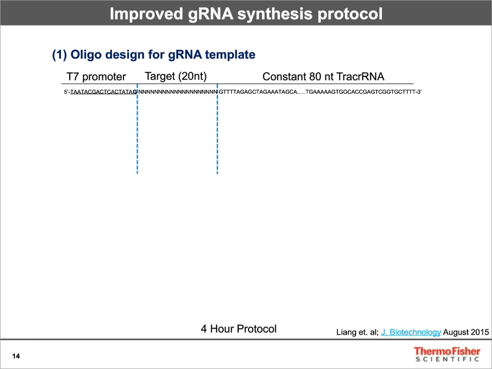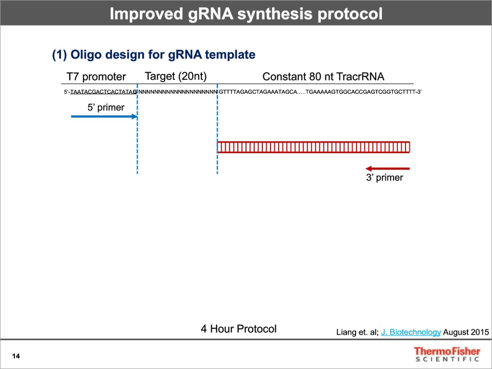Within the guide RNA synthesis kit, we provide an oligo pool that contains all the constant components. All one needs to do then is to design the target-specific forward and reverse oligo pair. Please note that in the forward primer, in addition to the target-specific region, at the 5' end this oligo matches the T7 promoter constant region. In the case of the reverse primer, the 5' region has an overlapping region with the constant 18 nucleotide tracer region. These overlapping regions were incorporated to facilitate the PCR assembly.